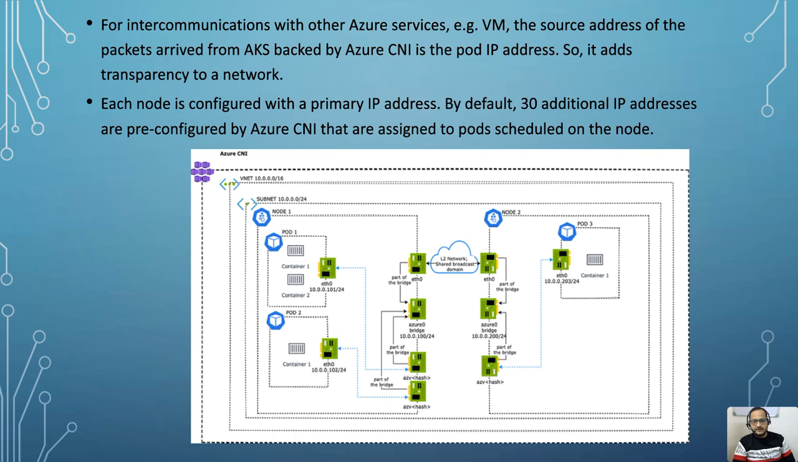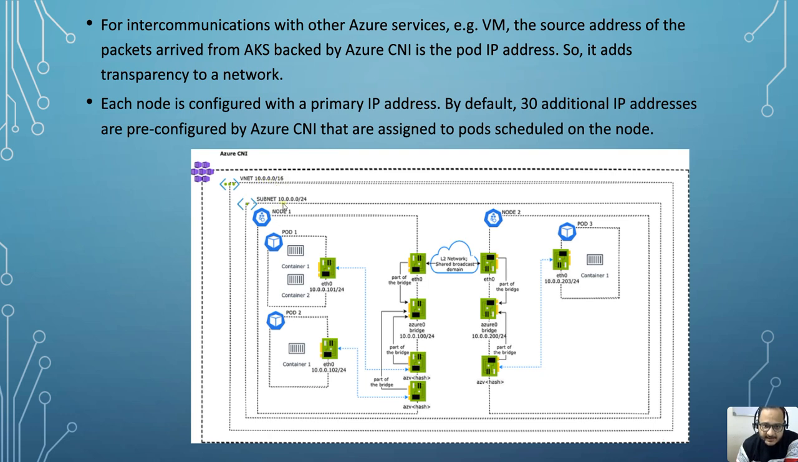Each node is configured with a primary IP address. By default, 30 additional IP addresses are pre-configured by Azure CNI that are assigned to pods scheduled on the node. So whenever you create an AKS cluster, if you have two nodes, node 1 will reserve 30 IP addresses and node 2 will also reserve 30 IP addresses. So you have to plan more wisely when using Azure CNI, otherwise you have to rebuild the entire AKS cluster again.